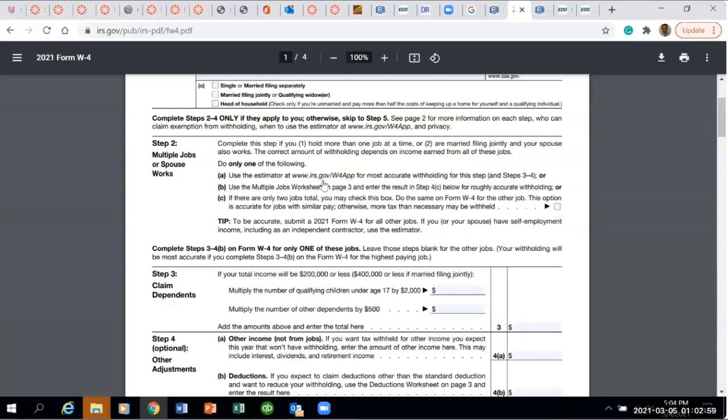Use the estimator from the IRS website for the most accurate withholding for this step. So if you want to go through this step 2 and check this box, you might want to look at the estimator to see exactly what you are doing. Okay, so for quiz purposes, if it doesn't say anything, and we're using the new W-4 form, we should automatically use standard. Yes. Okay, thank you.